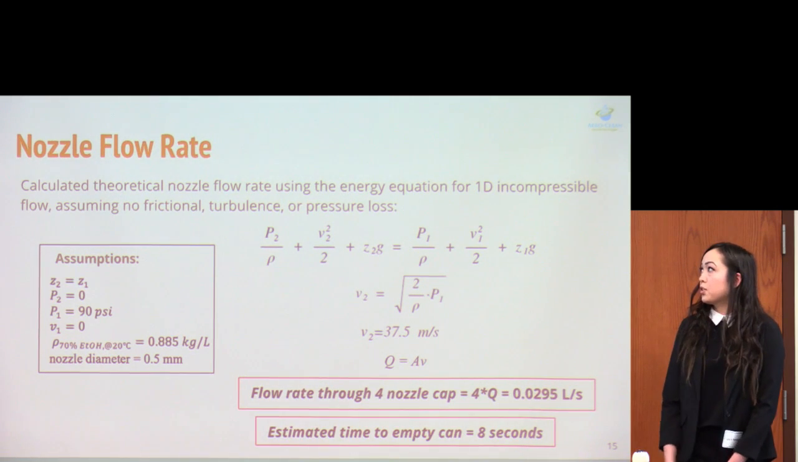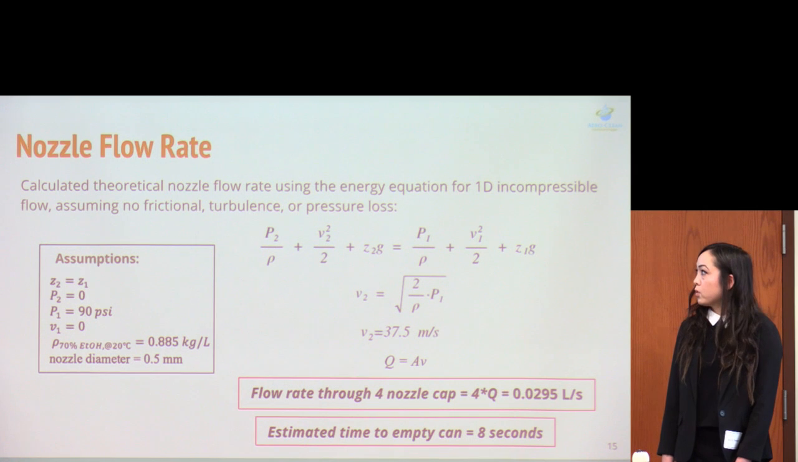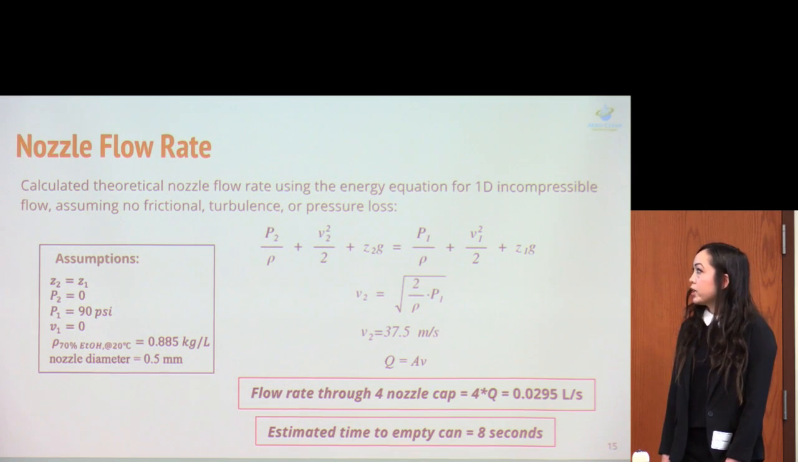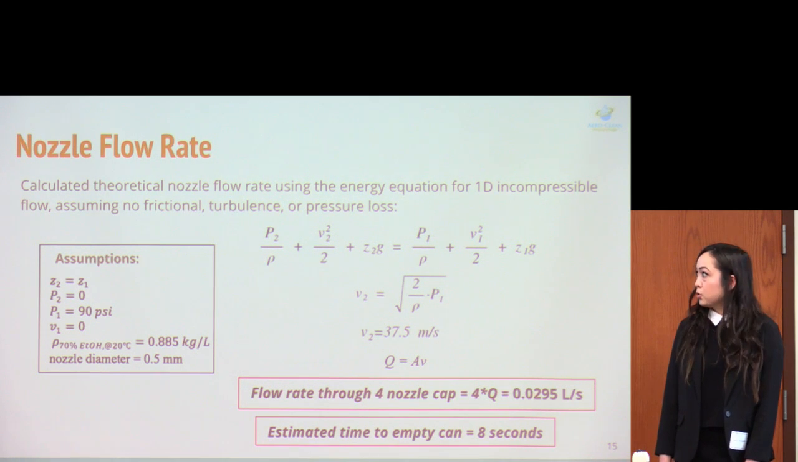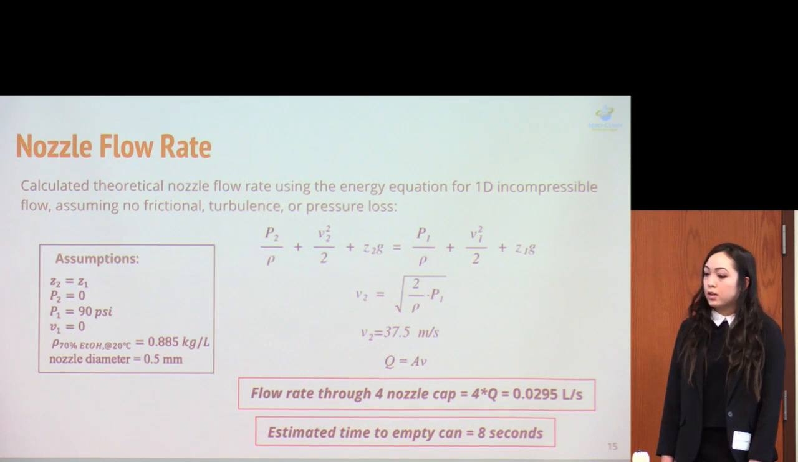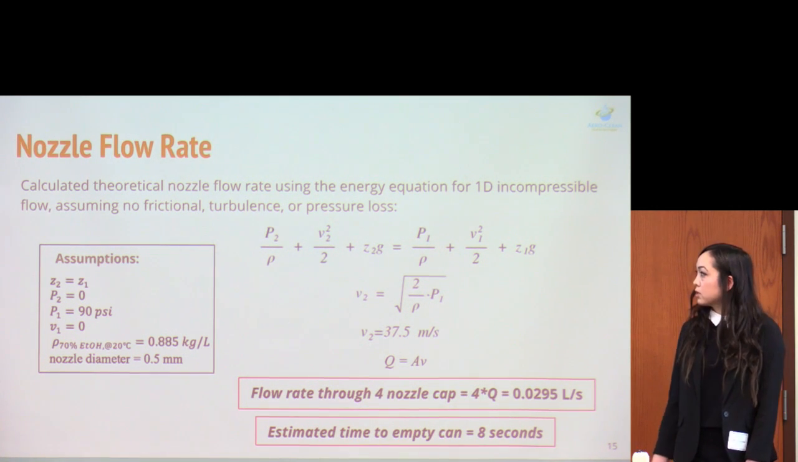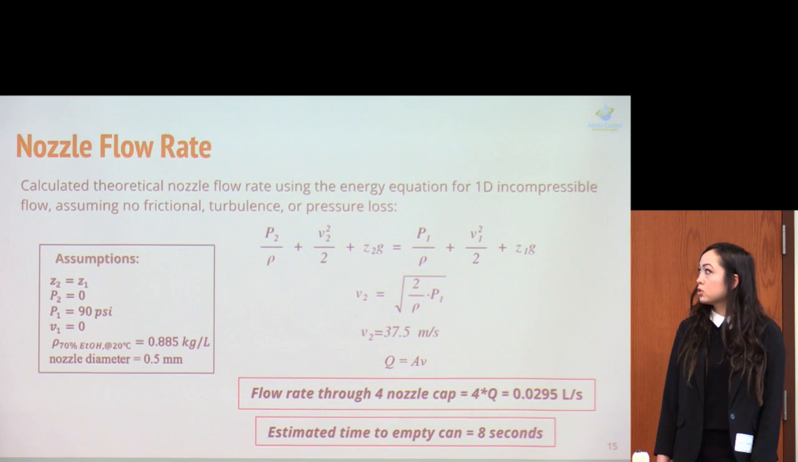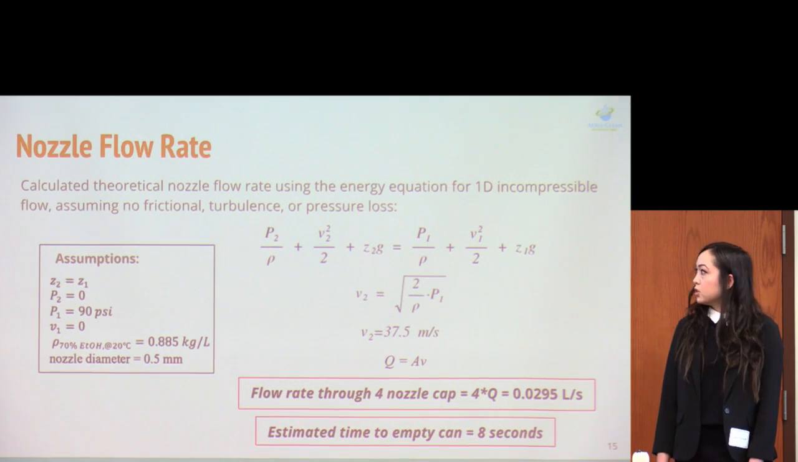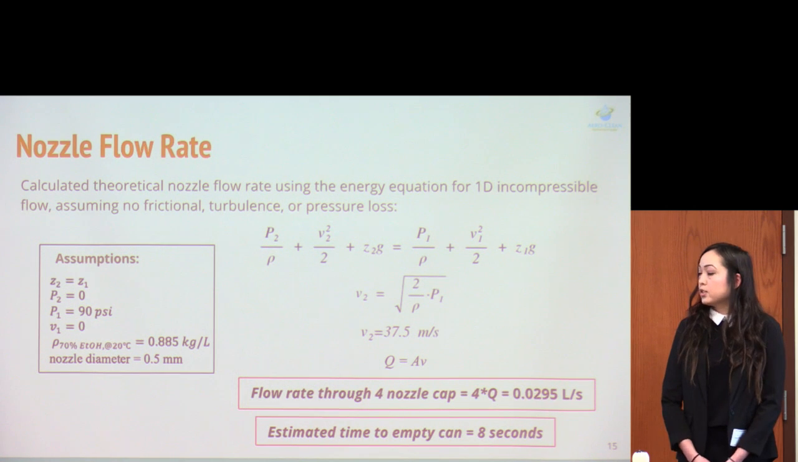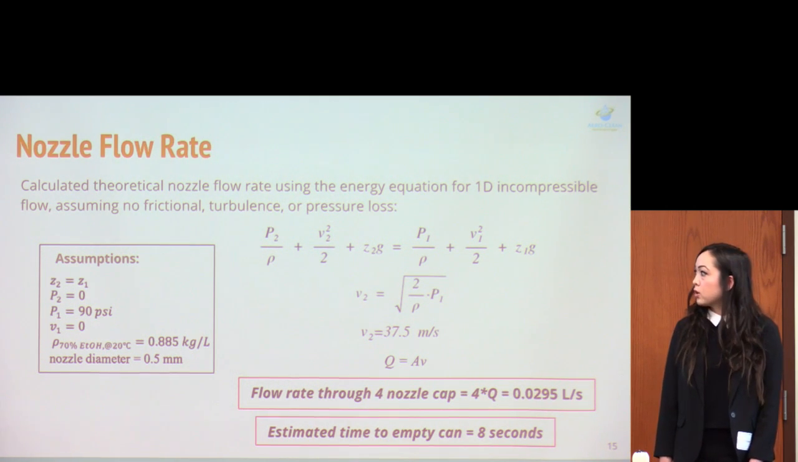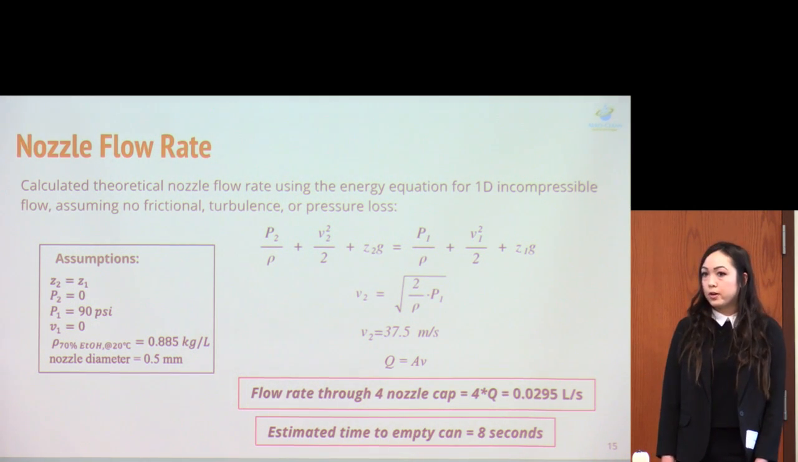We calculated the theoretical nozzle flow rate through one nozzle using the energy equation. And using this equation, we found the exit velocity through one nozzle and then used that velocity to calculate the exit flow rate. And to find the flow rate through all the nozzles in the cap, we multiplied it by 4 since there's 4 nozzles and got 0.0295 liters per second. And we used this flow rate to estimate the time it would take to dispense all 8 ounces of solution, which would be about 8 seconds.